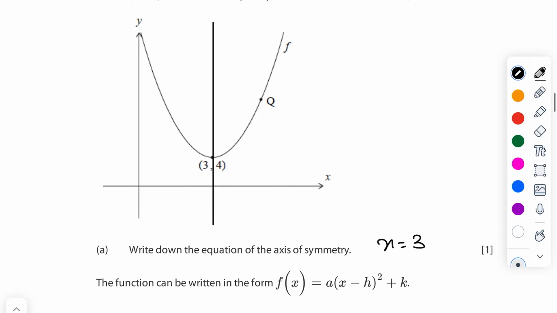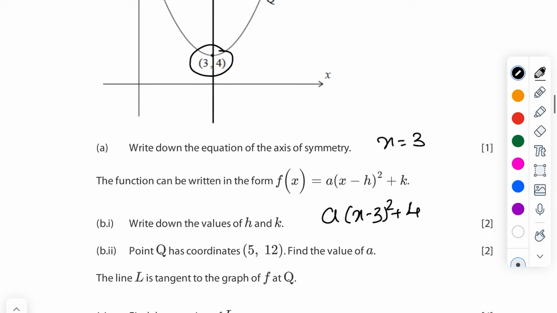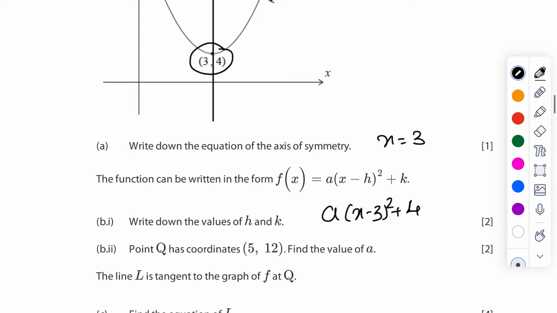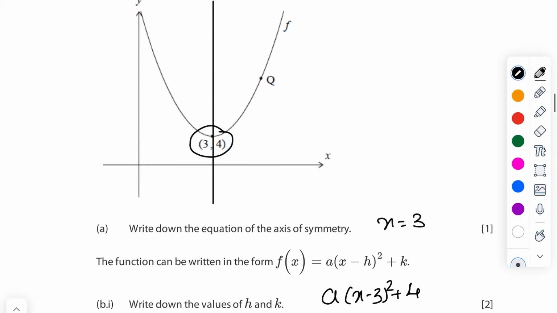So basically, as the vertex is (3, 4), it should be a times (x minus 3) whole square plus 4. So h is 3 and k is 4. The point Q has coordinates (5, 12). Find the value of a.